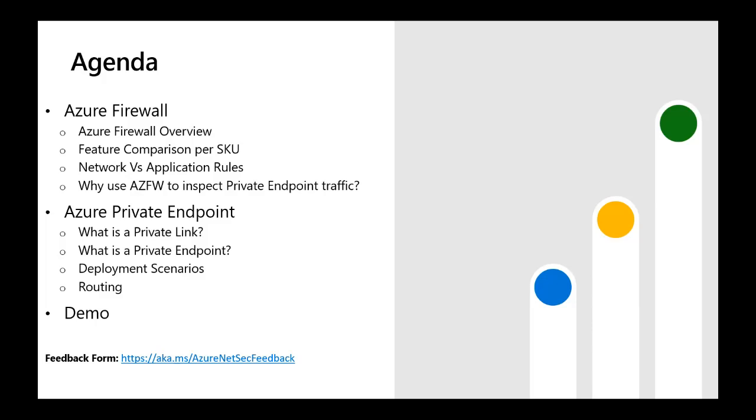We'll have a high-level overview of what is private link, private endpoint, the various deployment scenarios when we use Azure Firewall, and we'll also take a look at some key routing concepts that enable these architectures to work. Finally, in the second part of the webinar, we are going to have a demonstration so you can see how you can set up this architecture and increase security to your private endpoints.